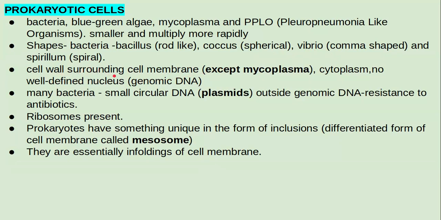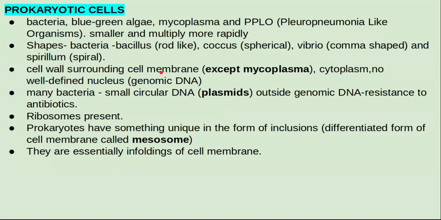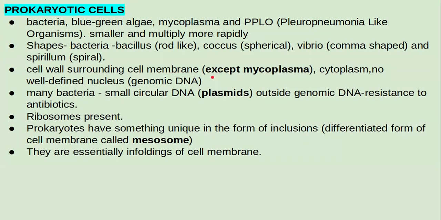Now, a cell wall surrounding the cell membrane is present in all prokaryotes except for mycoplasmas, because we had also studied mycoplasma characteristics in the earlier chapter and you knew that there is no cell wall here. Then there is a cytoplasm present, and we have discussed that there is a nuclear or nucleoid region, and there is no well-defined nucleus found in a prokaryotic cell.